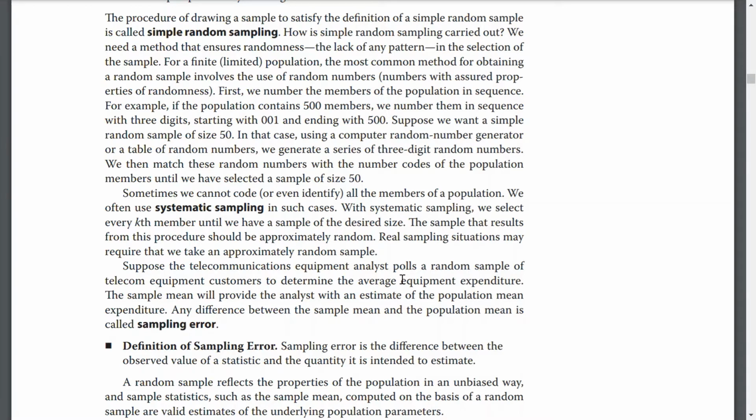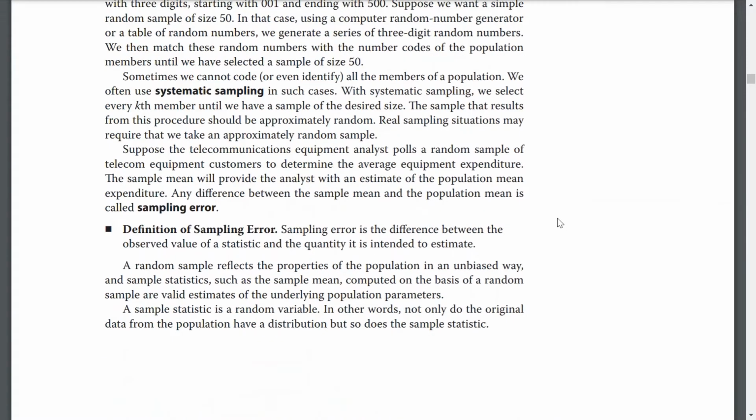First, we number the members of the population in sequence. For example, if the population contains 500 members, we number them in sequence with 3 digits, starting with 001 and ending with 500. Suppose we want a simple random sample of size 50. In that case, using a computer random number generator or a table of random numbers, we generate a series of 3-digit random numbers. We then match these random numbers with the number codes of the population members until we have selected a sample of size 50.